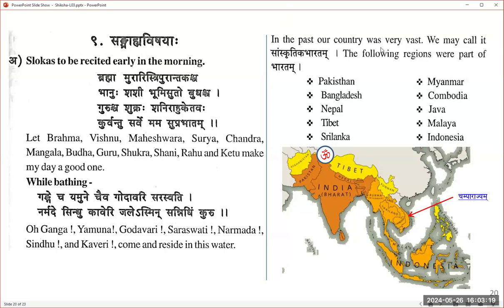In the past, our country was very vast. We may call it some Samskritika Bharatam. The following regions were part of Bharatam: Pakistan, Myanmar. You guys don't need to be told. But personally, they have missed out portions that were extended regions where Hinduism was prevalent. For example, people talk a lot of Cambodia and Angkor Wat and all those areas, right?